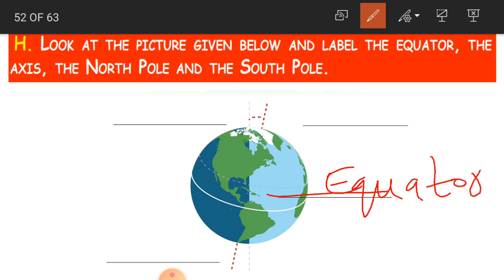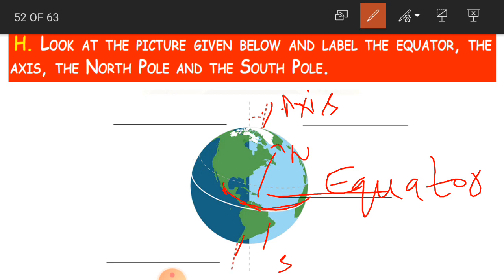See, this equator is dividing the Earth into two equal halves. That is the northern hemisphere and here the southern hemisphere. Clear, children? Yes. Now here the axis. See, this is the axis. These dotted lines are the imaginary lines. These are nothing but the axis and the equator.